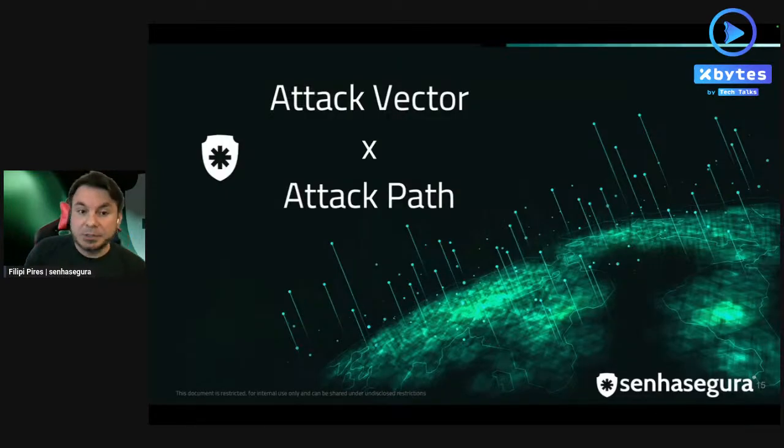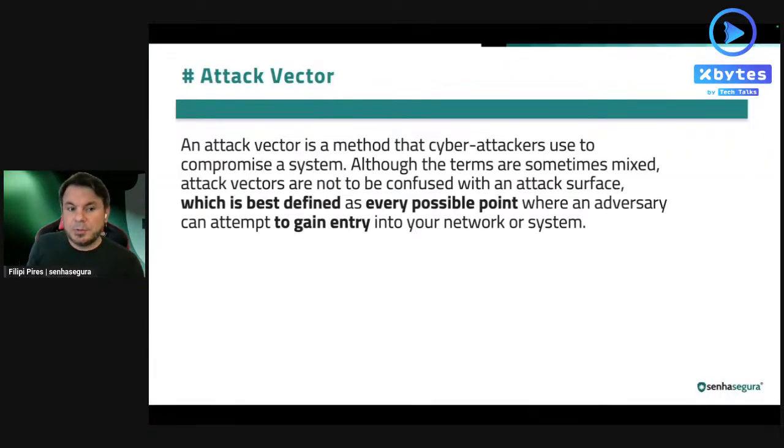Let's talk about another term: attack vector and attack path. It's not versus, but two different terms. The attack vector is usually the method used by the cyber attackers, again the threat actor, not the hacker. The attack vector is the method used to compromise, an entry point the attacker uses to gain access inside of the organization.